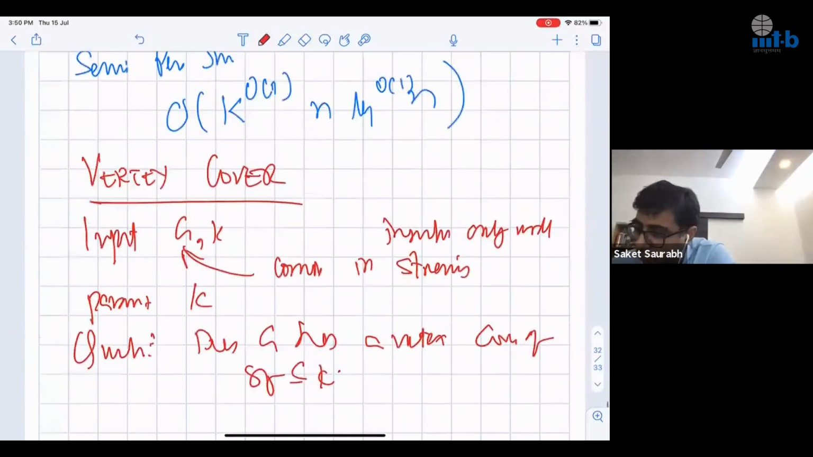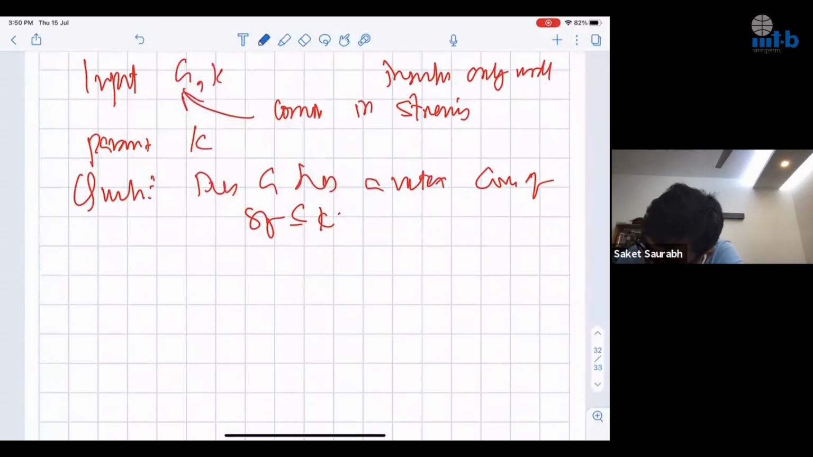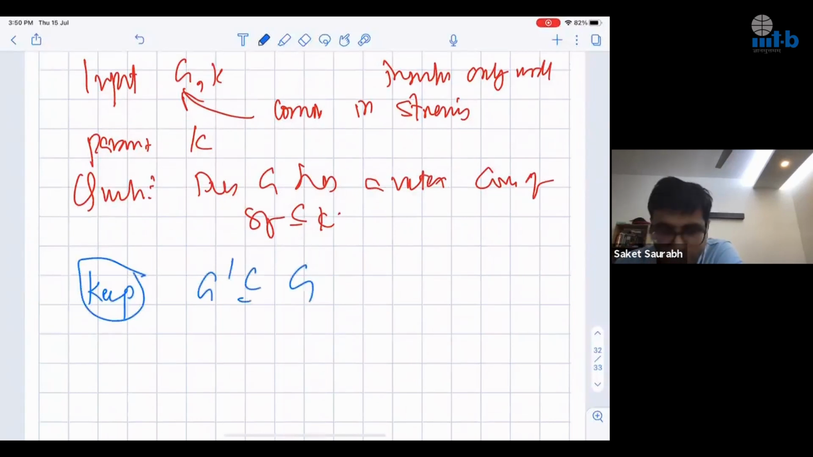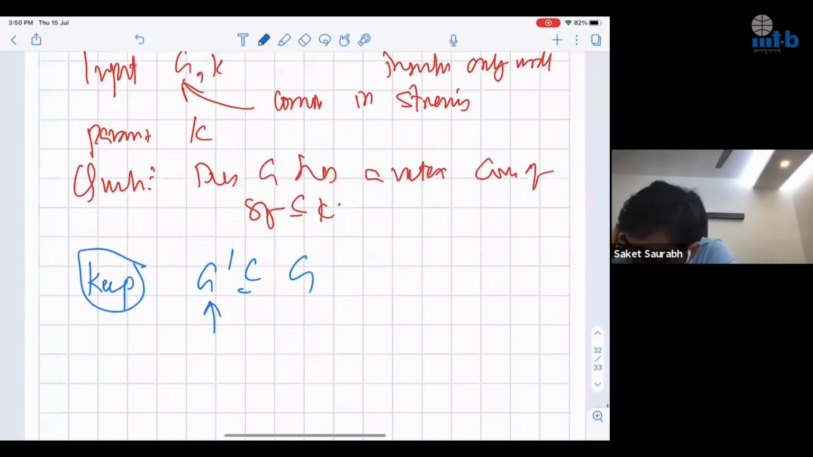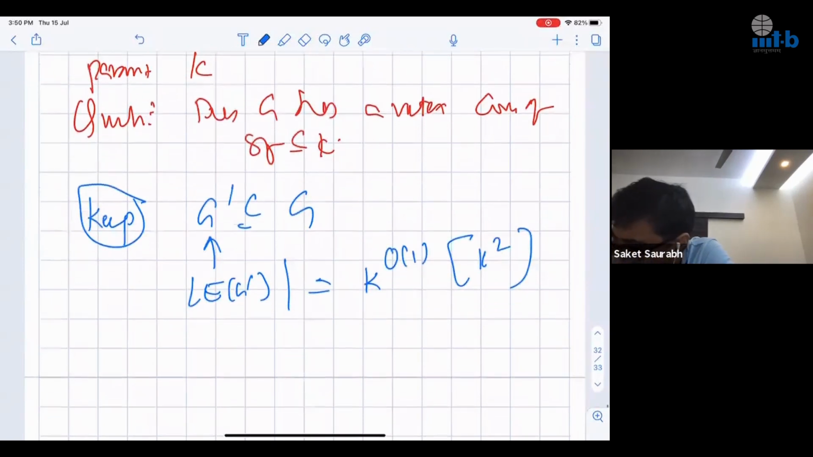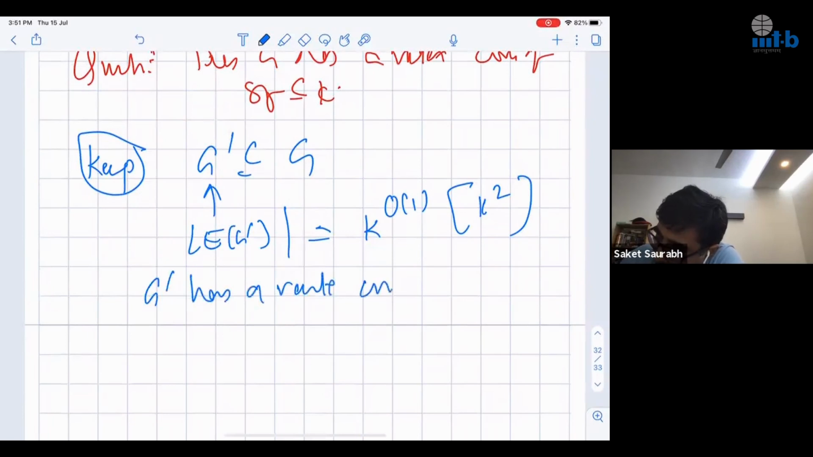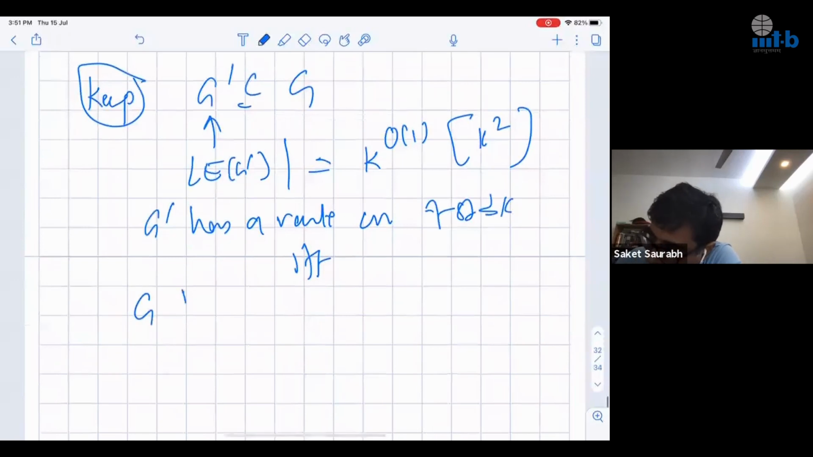That's it. So what I will do is keep a subgraph G prime of G with the following property. The number of edges in G prime is going to be roughly k to the power O(1). I think it should be just k squared, but we'll see how much it is. And the property will be that G prime has a vertex cover of size at most k if and only if G has a vertex cover of size at most k.